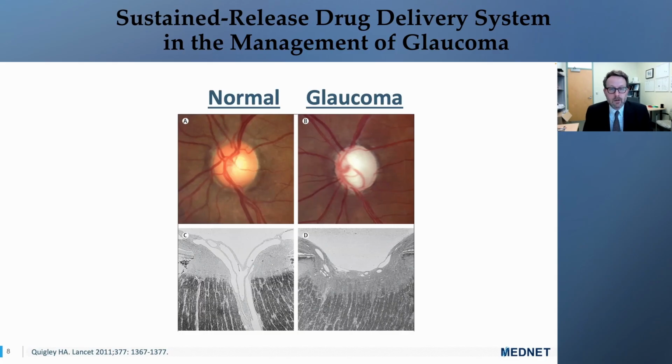Now, when we start to talk about glaucomatous eyes, there's a very characteristic appearance to this. So in this eye, which has end-stage glaucoma, you can see that the cup to disc ratio is around 0.95.